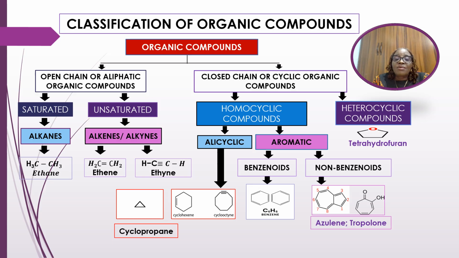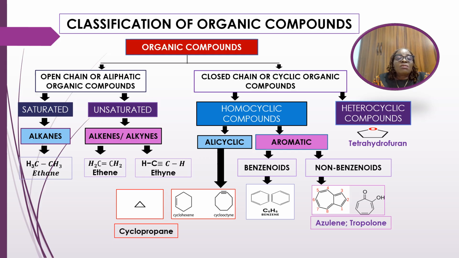Classification of organic compounds. On this slide, we have the classification of organic compounds. We said the organic compounds are divided into two main groups, the open chain or aliphatic organic compounds and the closed chain or cyclic organic compounds.